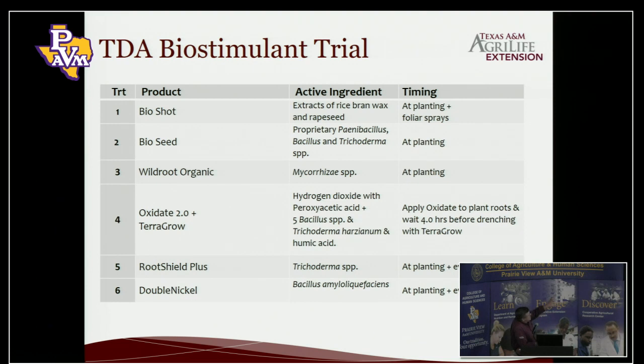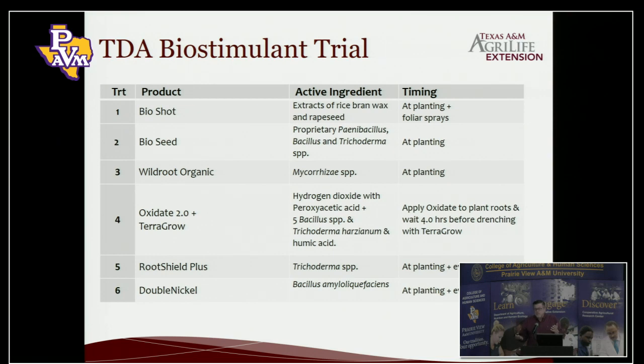And this just shows what we're doing this year. We have BioShot, which actually is rice bran wax and rapeseed. And then BioSeed, which is, I'm not even going to say that one, but they're Bacillus species plus trichoderma. Mycorrhizae are another one, another fungi that's beneficial. Oxidate is hydrogen dioxide plus peracetic acid or vinegar. And TerraGrow has like 5 Bacillus plus trichoderma. You can find some of these products that have like 10 different organisms in them. So there's a lot of them out there.